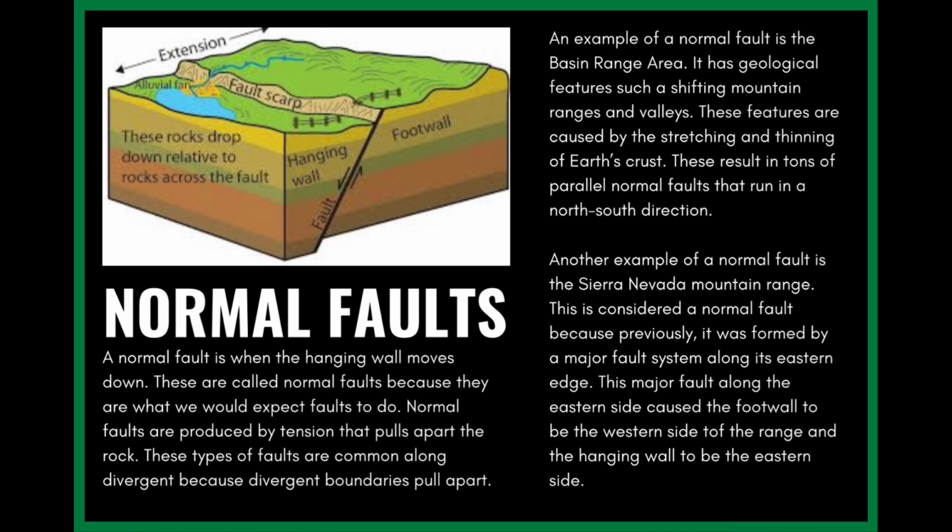An example of this fault is the Basin Range area. In this area, the Earth's crust thins and stretches apart. This is what causes these normal faults. Another example of a fault is the Sierra Nevada mountain range. It was formed by major faults along the eastern edge.